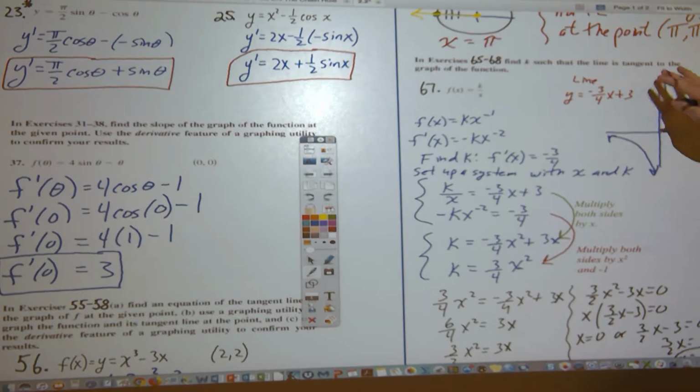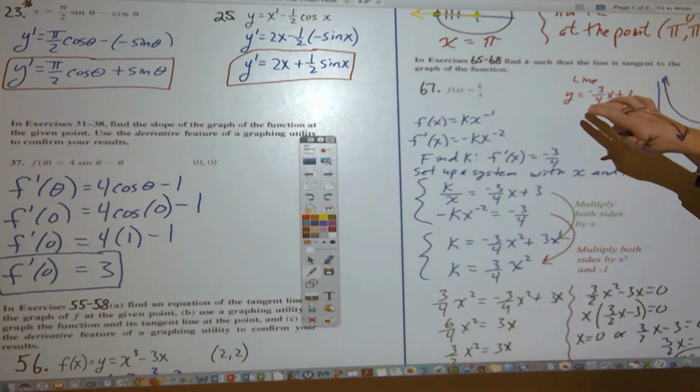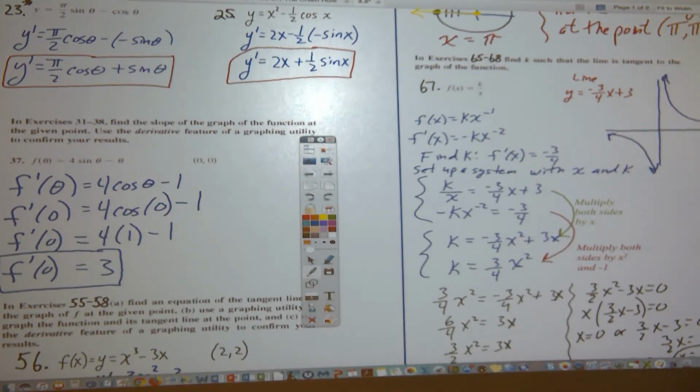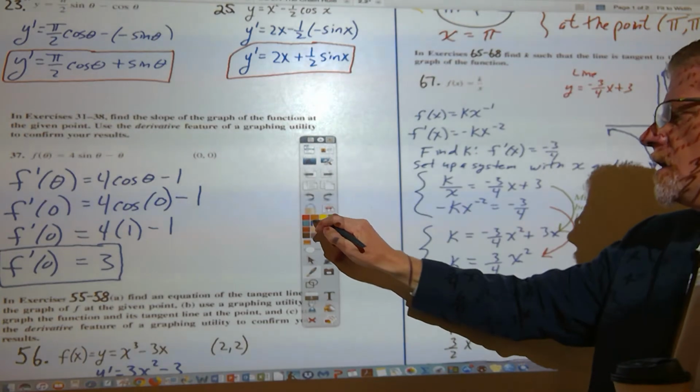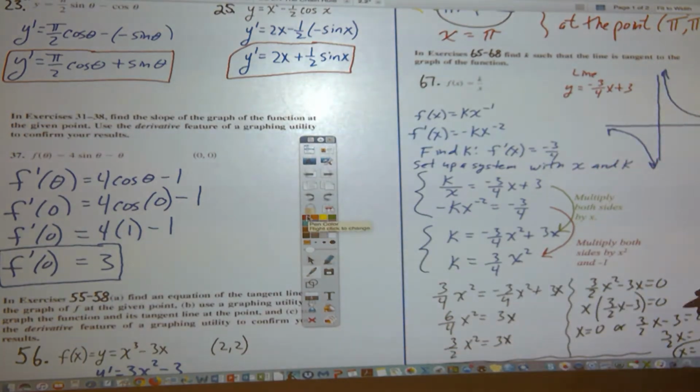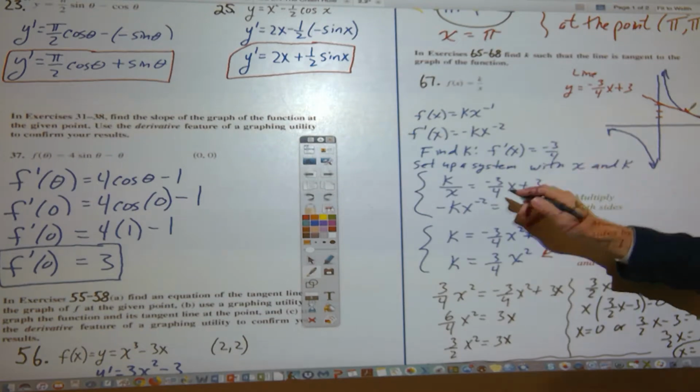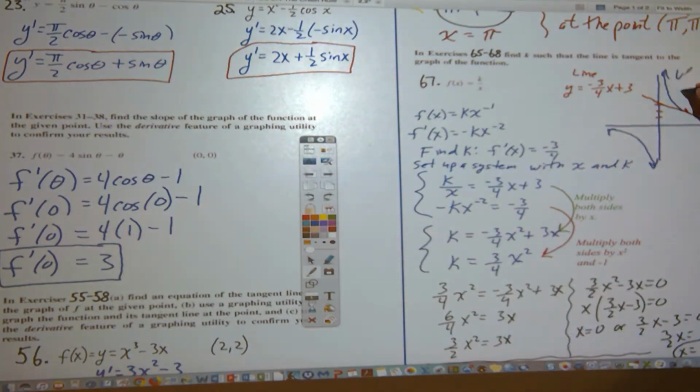such that the line is tangent to the graph of the function. There was a line here that was given. So the negative 3/4 x plus 3 is given. I'm going to put that in red here just because we're generating a picture of what happens. 1, 2, 3 is the intercept. Okay, so we need to pick a value of k for the graph of the blue function, y equals k over x, so that the red line touches this branch.